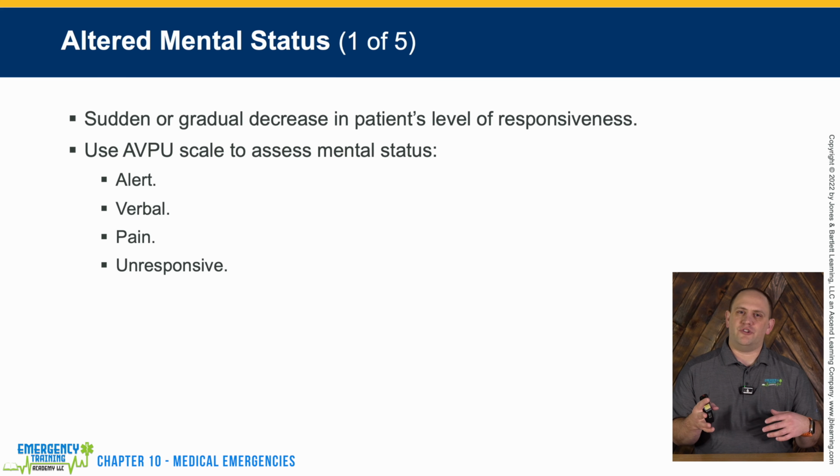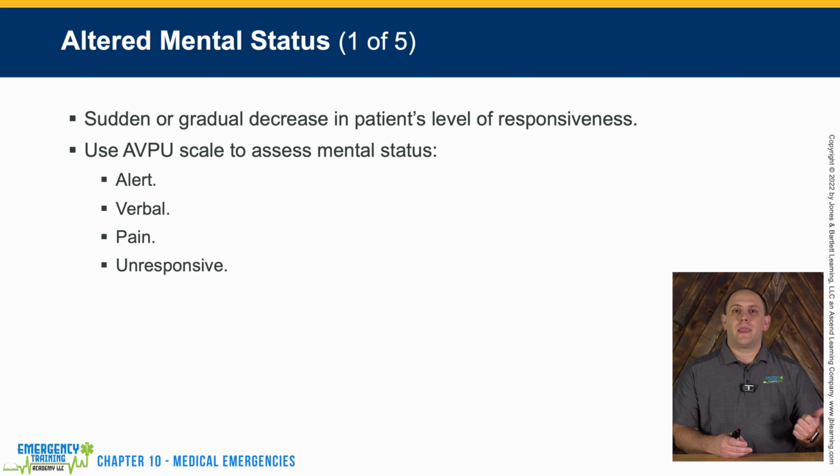Issues that are generally happening in the brain, causing us to be confused. So we want to look at altered mental status. This can be either gradual or sudden, and it's just a decrease in their responsiveness. We use an acronym, AVPU, and this is a scale that we use to assess their mental status. We have alert, verbal, pain, and unresponsive.